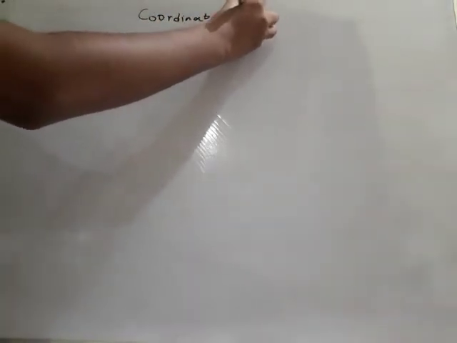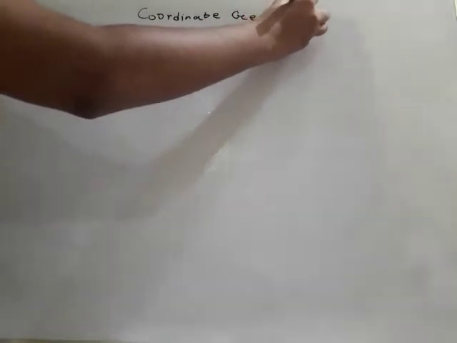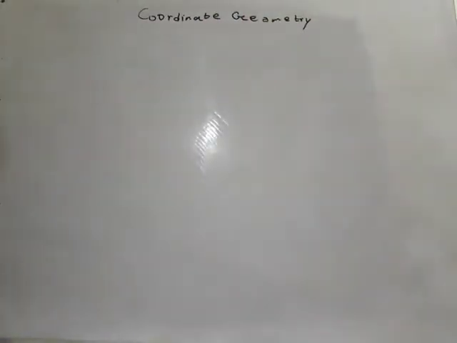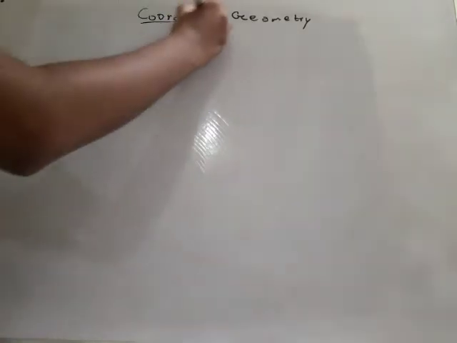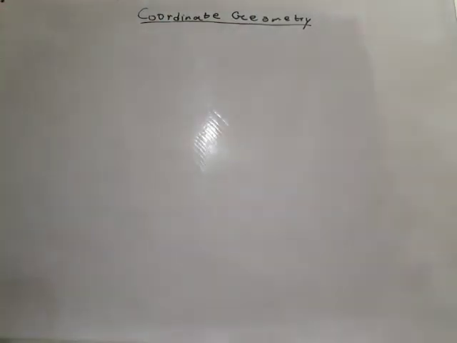Our chapter is coordinate geometry. Each of us knows that there are two axes in the two-dimensional plane, that is the y-axis and the x-axis. We can define any point with respect to these axes on the two-dimensional plane.